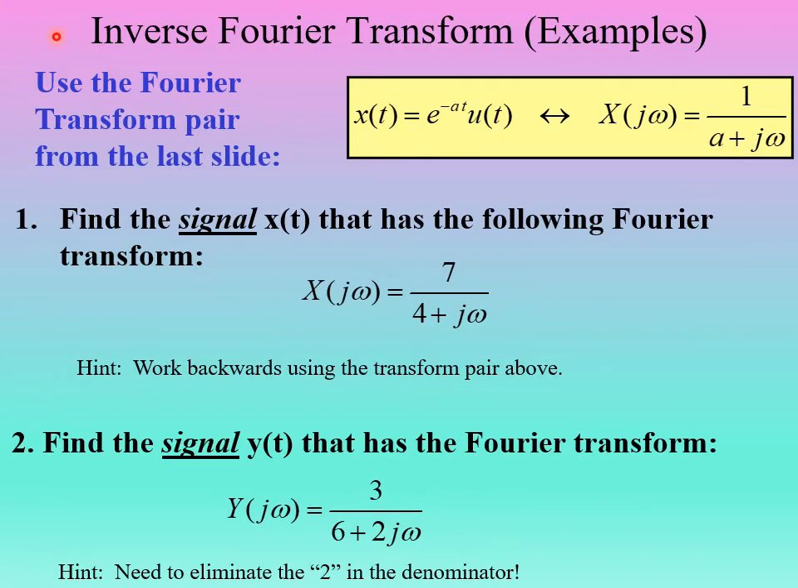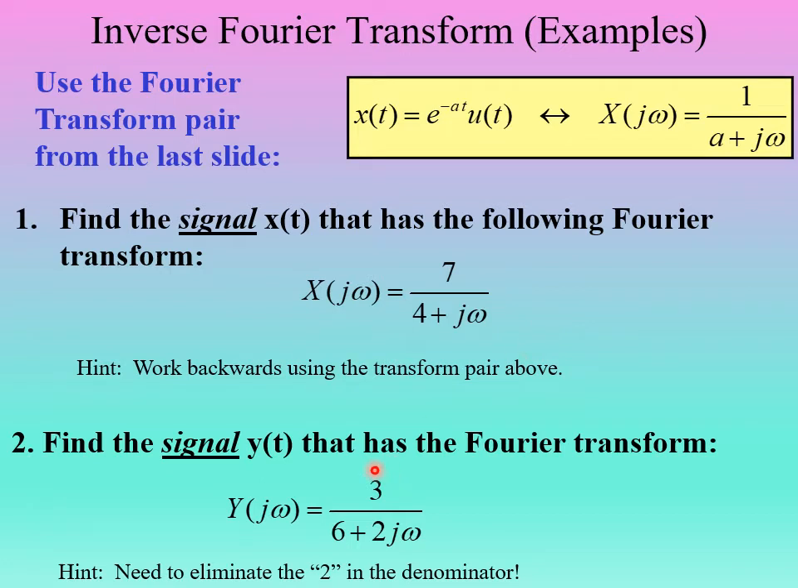So the Fourier transform pair can also be used to find the inverse Fourier transform. And so again, we're going to use this same Fourier transform pair, but now we're going to work backwards. We're going to start with something over here on the right side, and by inspection, we're going to write the signal or the function in time over here. Okay, so in this example, you're asked to find the signal, little x of t, that has the following Fourier transform. All right, and so again, you don't have to do any integrals or anything like that. Just do it by pure inspection of this result here.